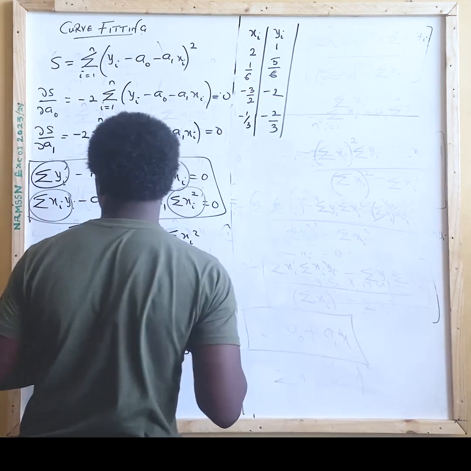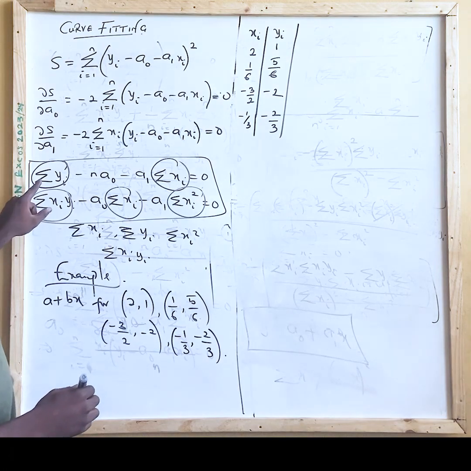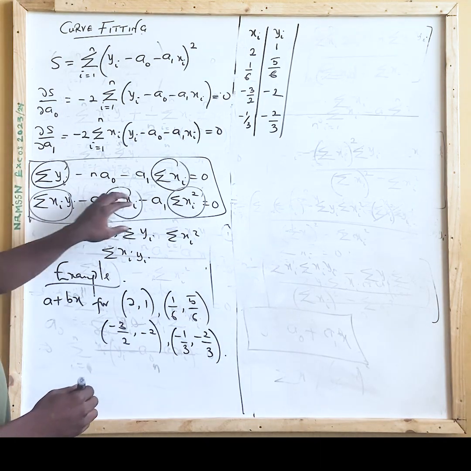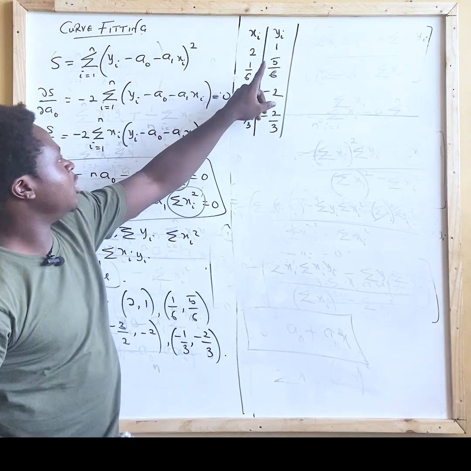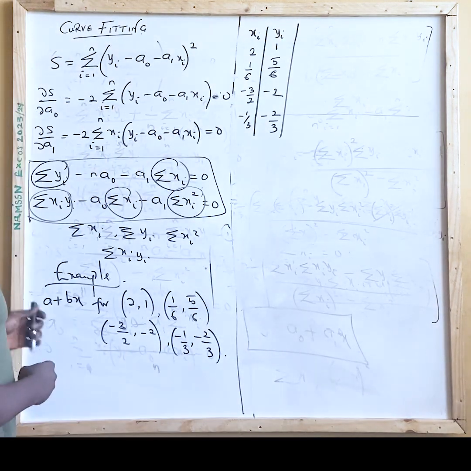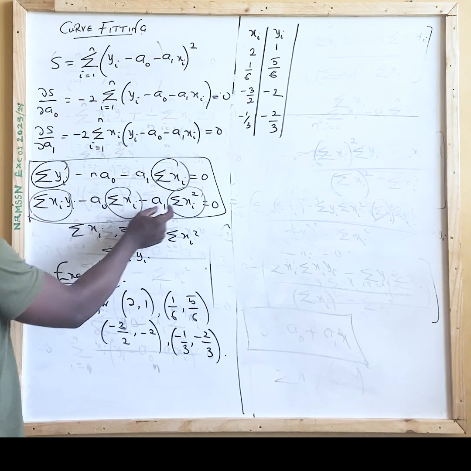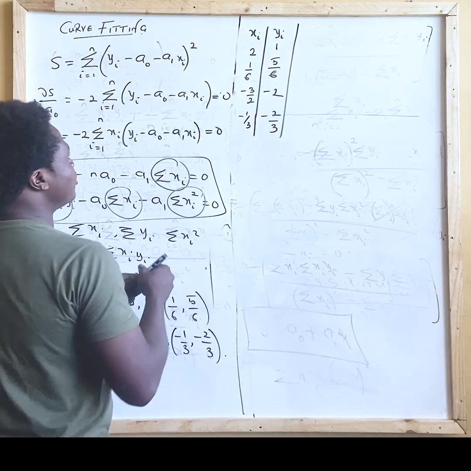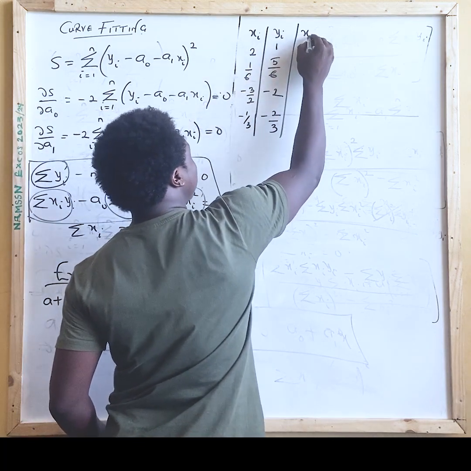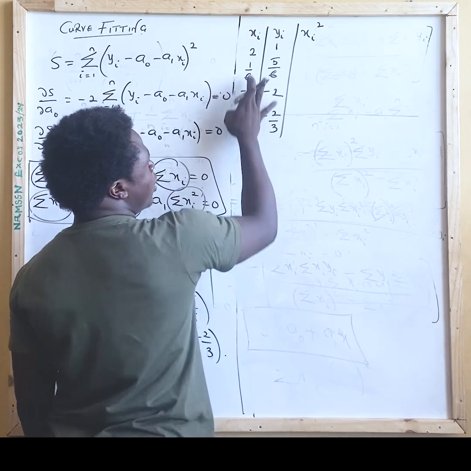Now, from what we agreed on here, it says we should go and get summation yi. It means that we should add all these y values, all these x values. It goes on and says that we should multiply x and y and get the summation. Then we should get xi square also. So we need xi square. We want to square all these values now.